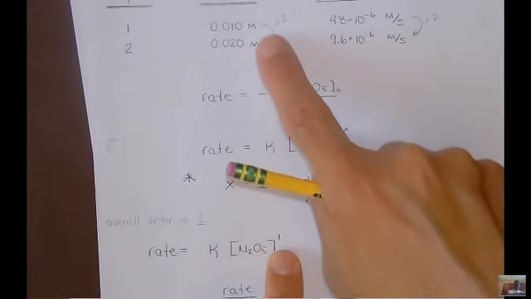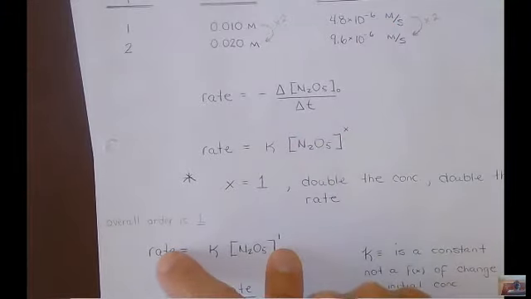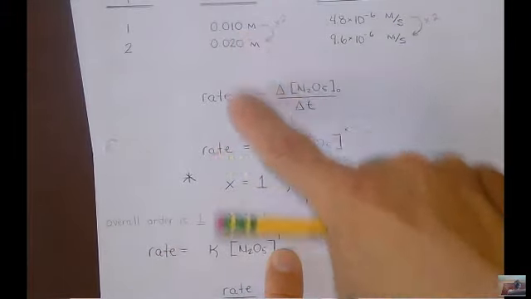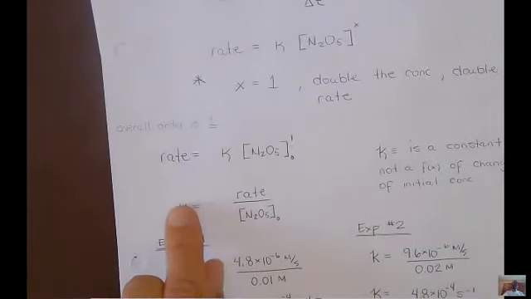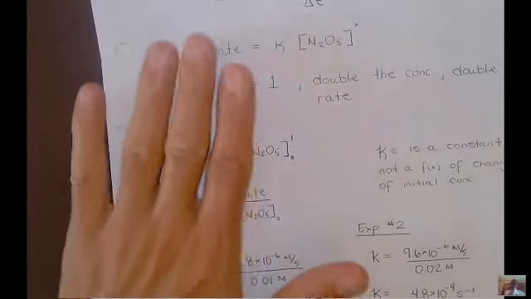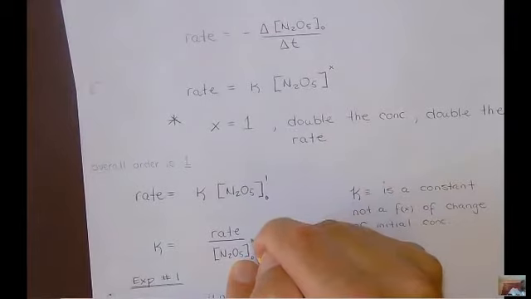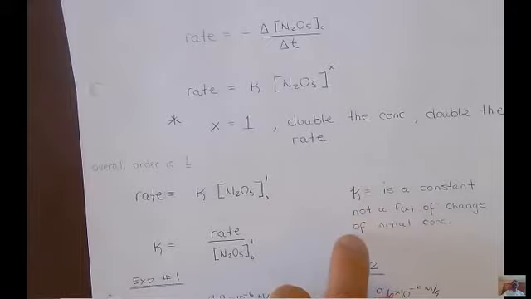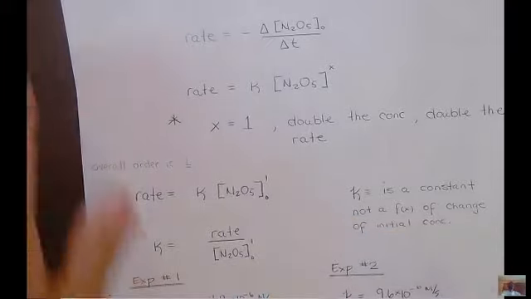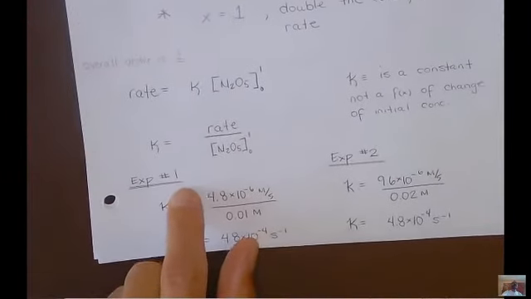I'm going to pick the top one. I'm going to pick the rate here, plug it in here, pick the concentration that went along with that rate, and solve for K. So K is equal to the rate divided by the concentration of N2O5 to the first power because we figured out that X was 1. So K is a constant. It's not a function of the change in concentration. Plug it in. I did it for experiment 1.